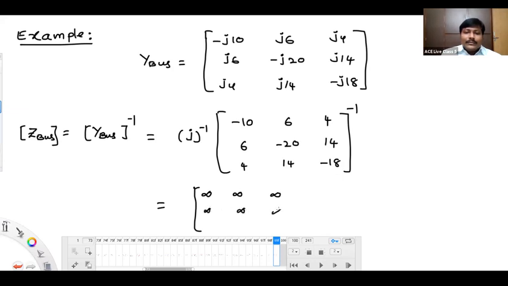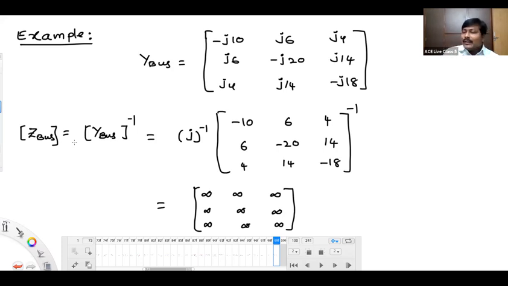Undefined means these values look to be infinite. Moreover, you can say in another word, the inverse of that Y bus matrix does not exist. As the inverse of the Y bus matrix does not exist, I can say Z bus can't be constructed. It is not possible to construct the Z bus in this particular situation, right?